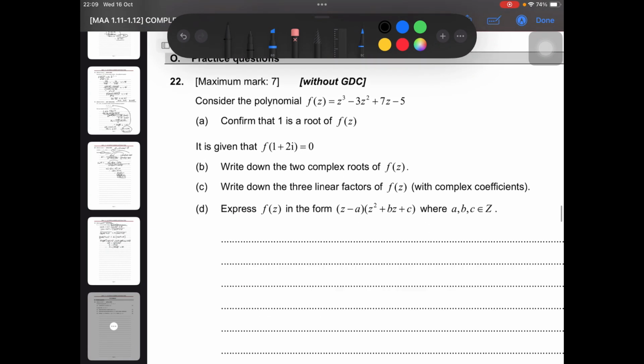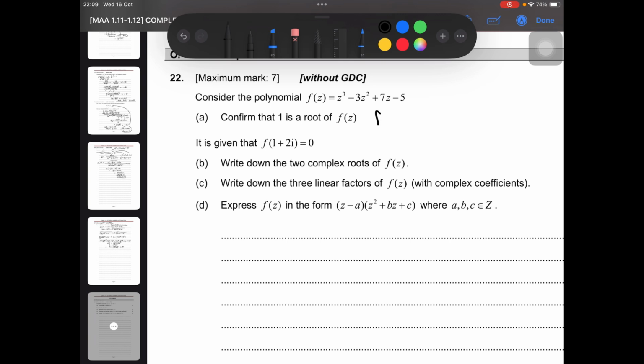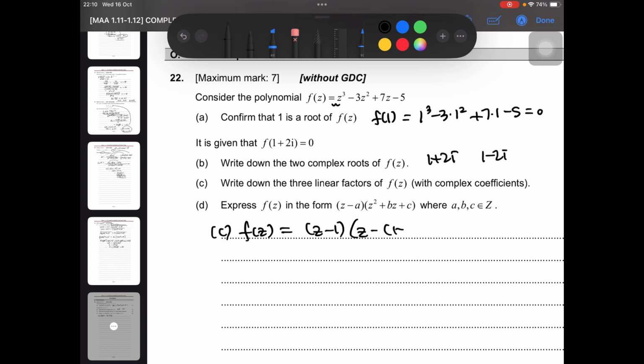And number 22. Confirm 1 is a root of f(z). So f(1), by the factor theorem: 1 cubed, minus 3 times 1 squared, plus 7 times 1, minus 5 should be 0. And 1 plus 2i is also a root. Then the 2 complex roots of f(z) are 1 plus 2i and 1 minus 2i. This is the conjugate root theorem. So now we have these 3 linear factors. The leading coefficient is 1. So f(z) equals (z minus 1)(z minus 1 plus 2i)(z minus 1 minus 2i).